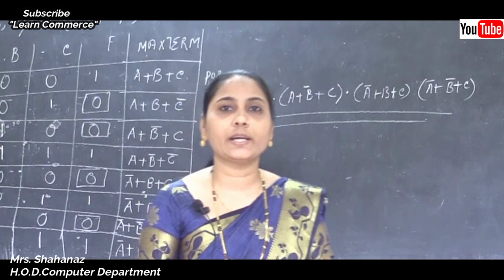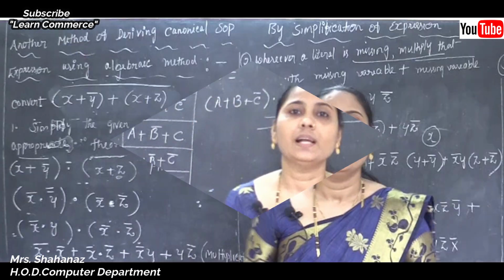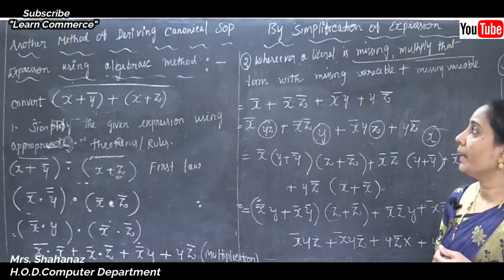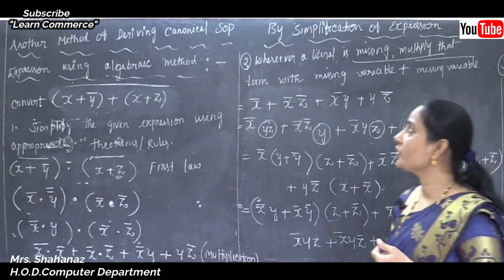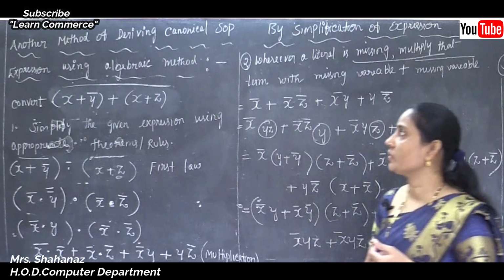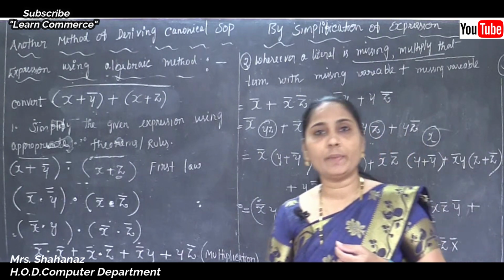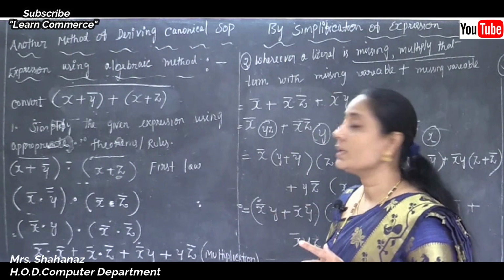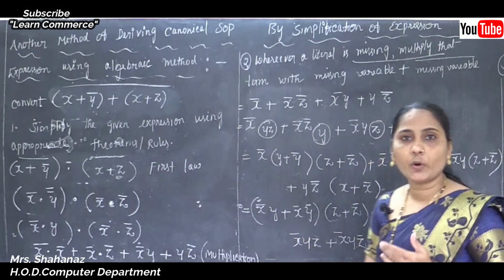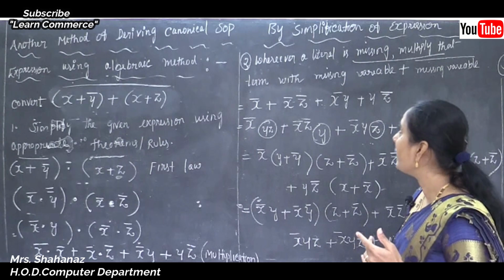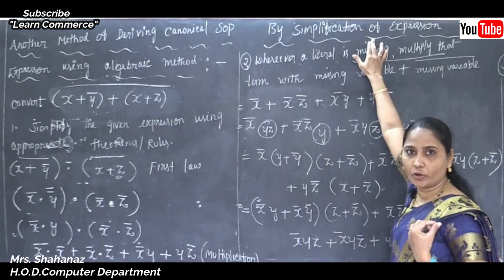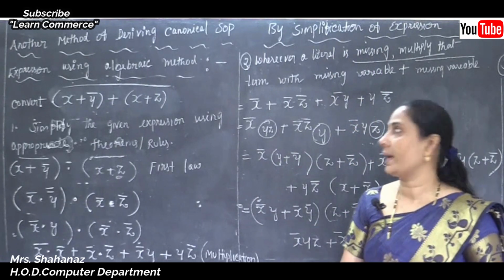Welcome to our second PU Computer Science online classes. After completing the first program, using another method of deriving the canonical SOP expression using the algebraic method, we already completed one program. Now this is our second program. This method is also called the simplification of expressions.